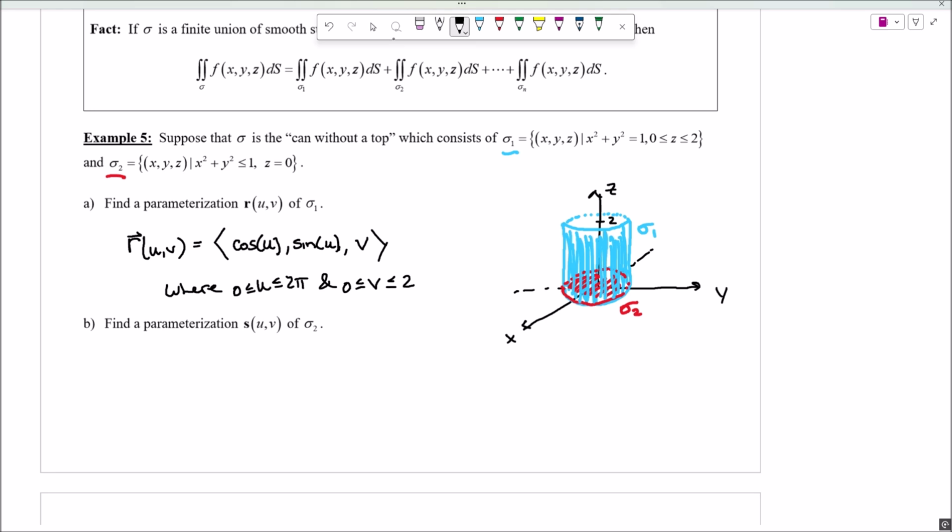I can do something very similar for a parameterization of the sigma 2 that I have, which I'm referring to as s of uv. Notice that if I tried to do the same thing, cosine of u and sine of u for the first two components, that would create a circle, but it wouldn't create the entire interior of the red space. It would only create that bottom edge of the can.